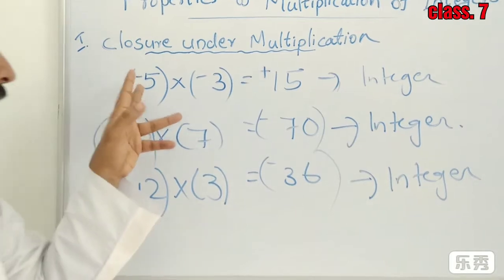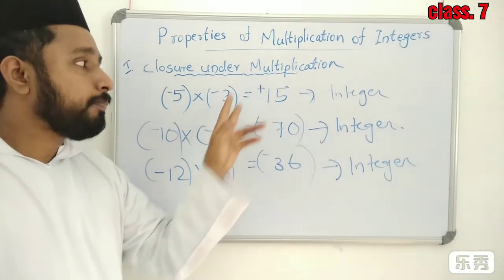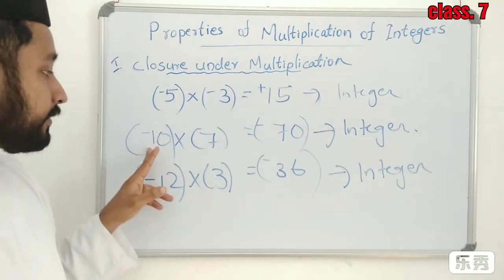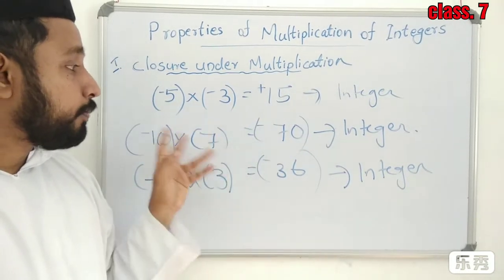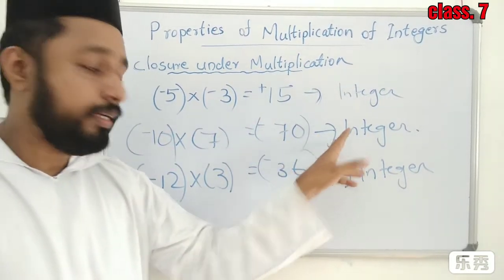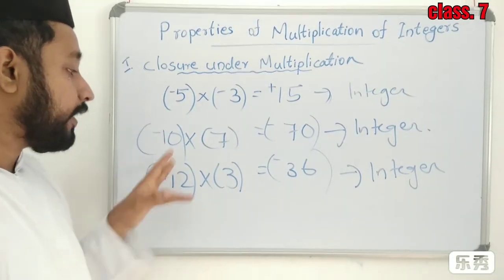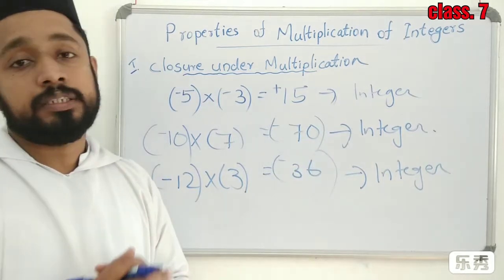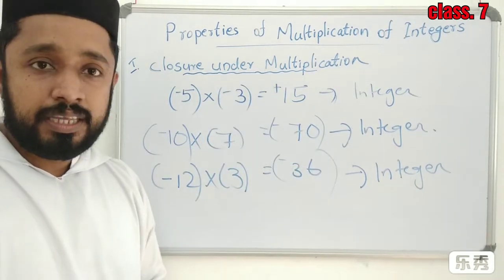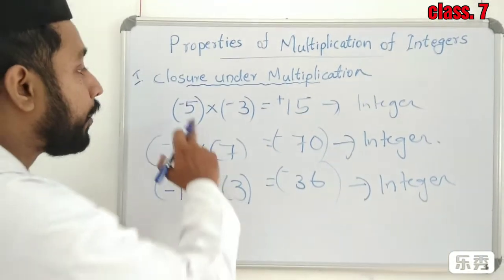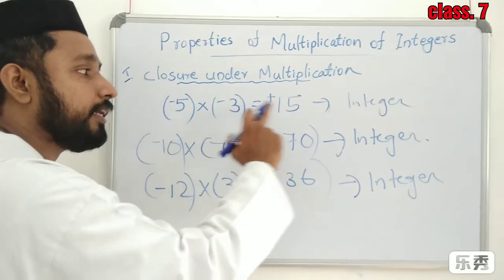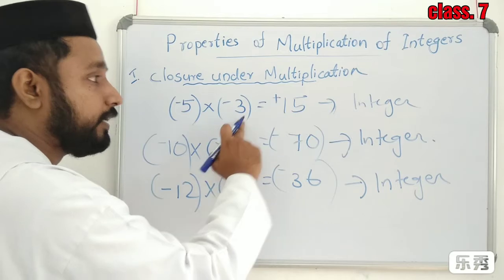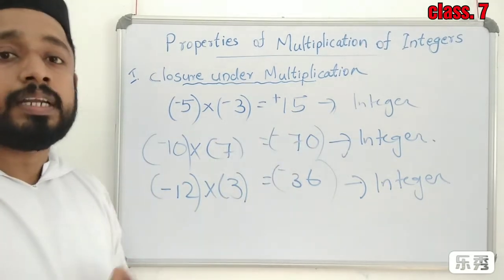So, here, minus 5 is an integer, minus 3 is an integer, their product plus 15 is an integer. Here, minus 10 is an integer, 7 is an integer, their product minus 70 is also an integer. Here, minus 12 is an integer, plus 3 is an integer, their product minus 36 is also an integer. From these examples, we can conclude that the product of two integers gives another integer. The result is an integer.